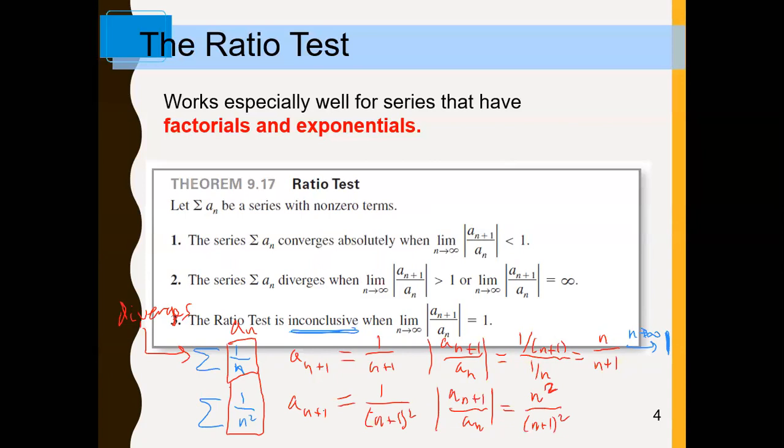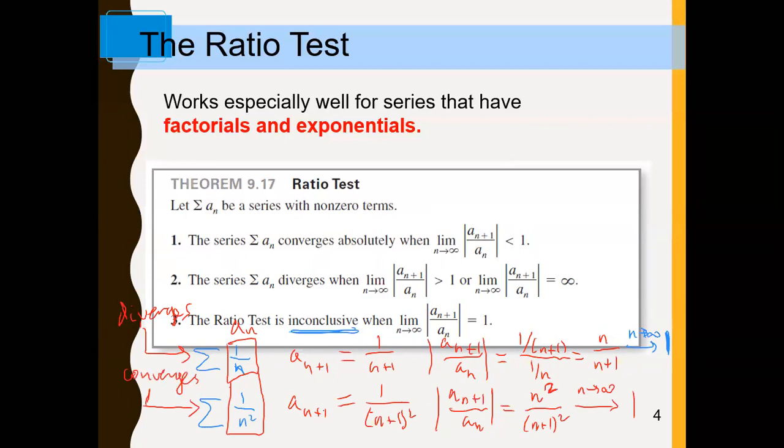And what do you think that goes to as n goes to infinity? If I were to multiply out the bottom, it would be n squared plus 2n plus 1. But I would have n squared over n squared. What does that go to? 1. And yet, what do we know is true about this series? This thing converges.